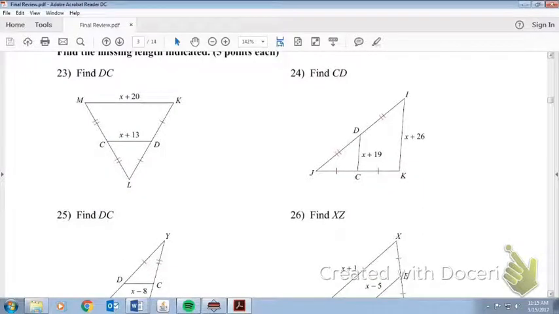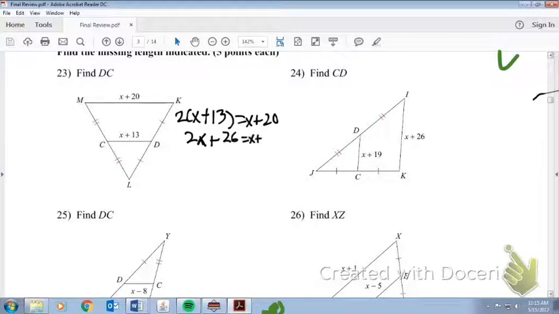Okay, slight reprieve into something a little bit earlier. Here we are, we're talking about the mid-segment theorem. The mid-segment theorem says that if you connect the midpoints of two sides of a triangle, that mid-segment, see how connecting the midpoints gives you a mid-segment? Cool, huh? That mid-segment is going to be parallel to the third side and half the length, which means 2 times the little side equals the big side.